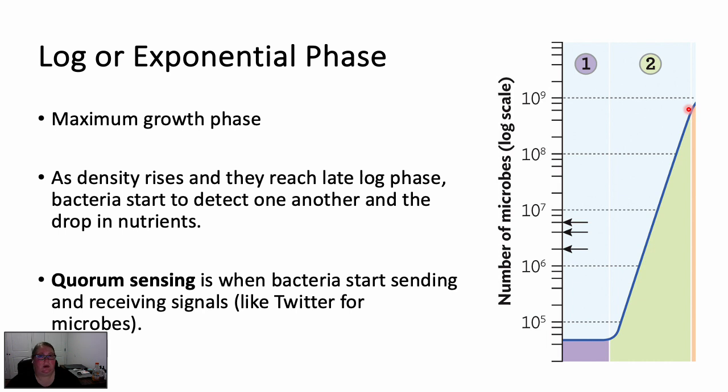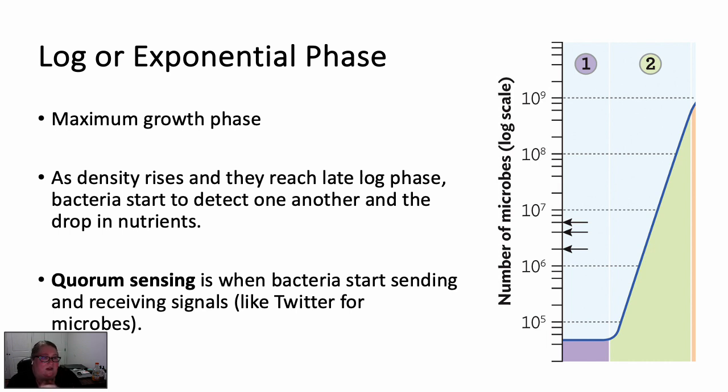Okay, so we're growing, we're doubling. The amount of cells in the culture is rising, so we're getting more and more cell dense. As density rises, more bacterial cells are going to be in the culture. Okay, so we're going to get to a place towards the end of the log phase. Somewhere around here, we call this late log phase. We have so much bacteria, they're starting to bump into each other. There's going to be a drop in nutrients because everybody's eaten, right? We have tons of bacteria.